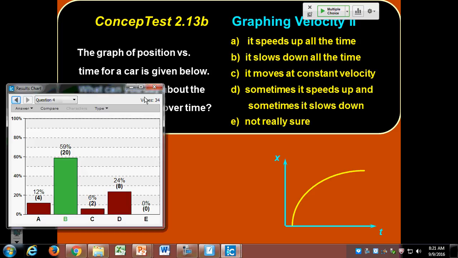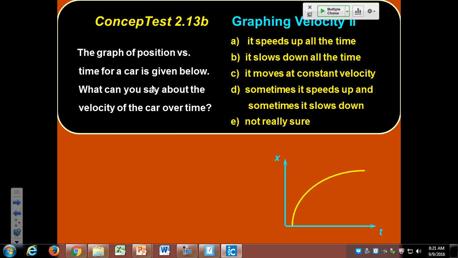Okay, B is right. It slows down all the time. That's because my slope here, big or small slope? Big slope. Big positive slope. Here, big or small slope? Small. It's positive, not negative. Big positive velocity, small positive velocity. It's slowing down. It's constantly slowing down.